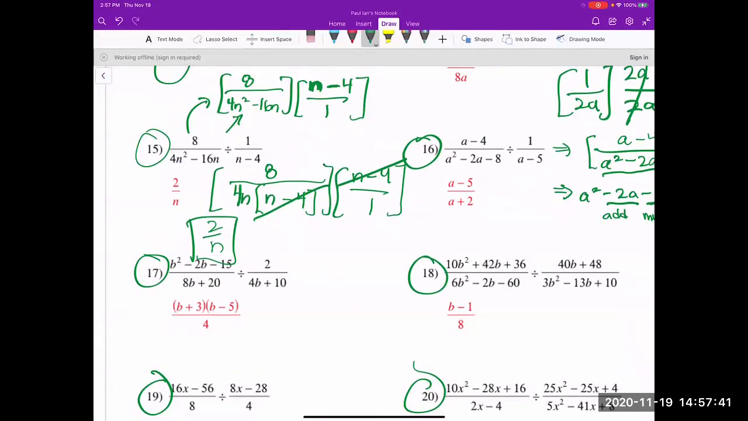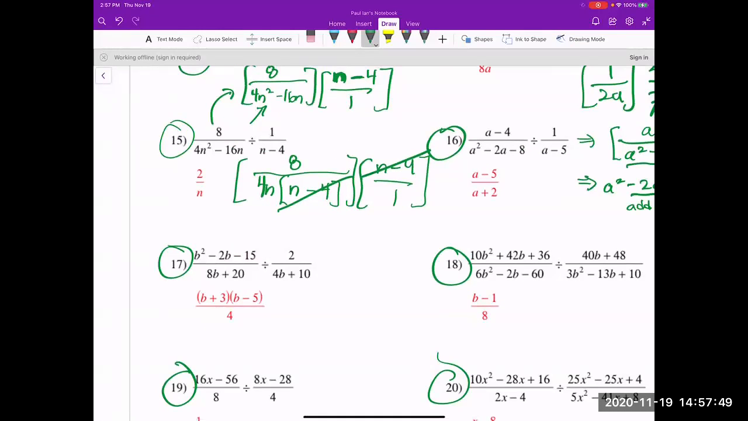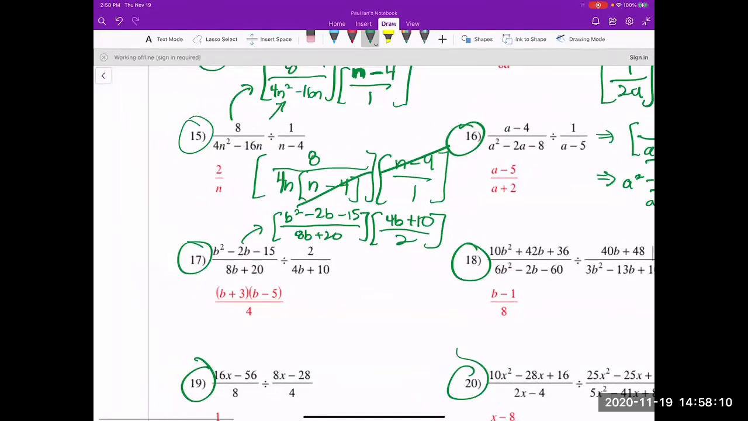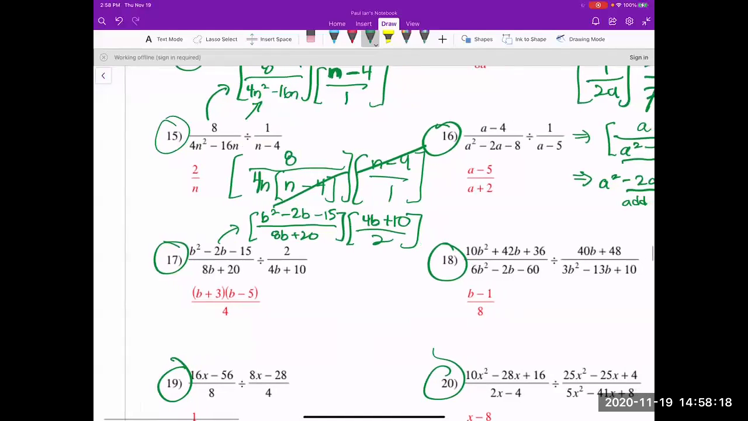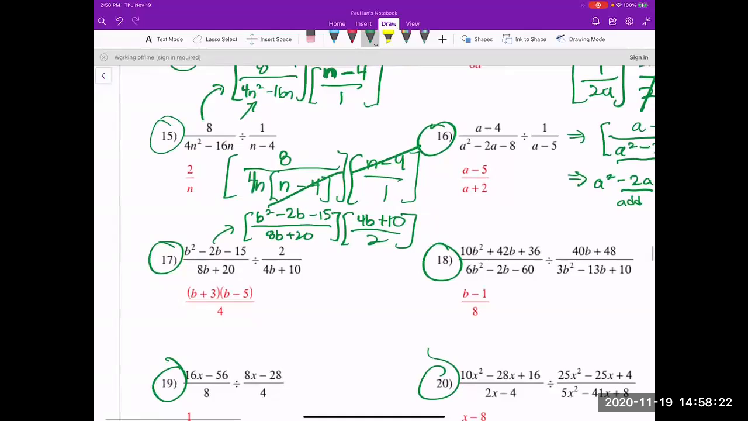All right, so that's 16, 17. This one, let's rewrite it: b squared minus 2b minus 15 over 8b plus 20, and 4b plus 10 over 2, right? Okay, let's see what we can do first. You have this b squared term. Actually, you can simplify this other one right here, 4b plus 10 over 2. So what can this become? Is it over 1? When you divide it by 2, what happens?